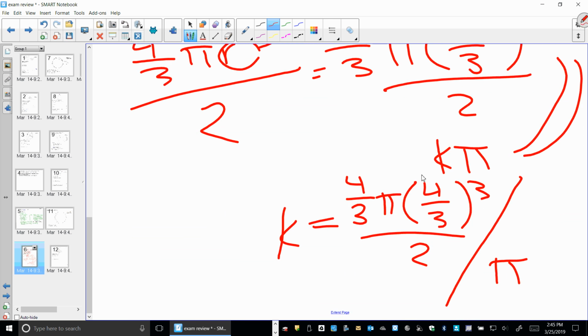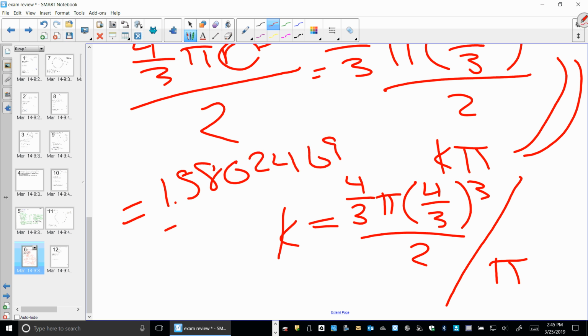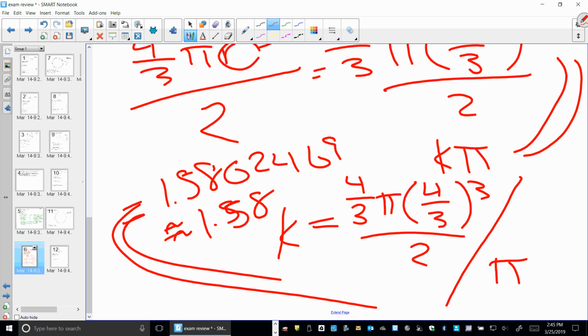It's fine. Alright. Cool. I put that in my calculator and I got... Does that say 5802469? Or 6? It just looked like a 6.